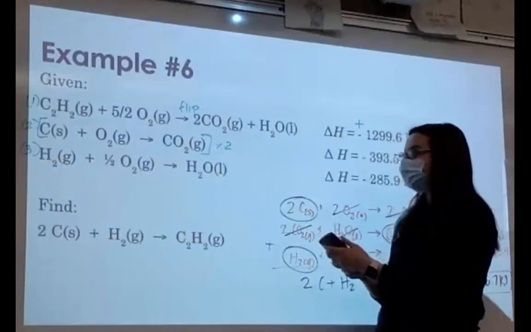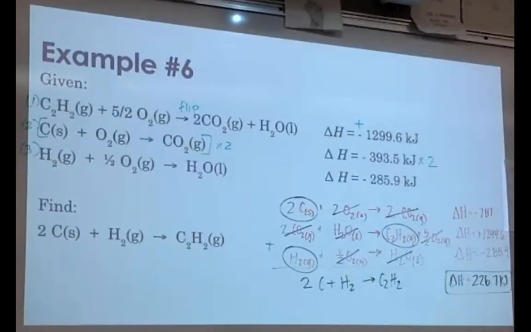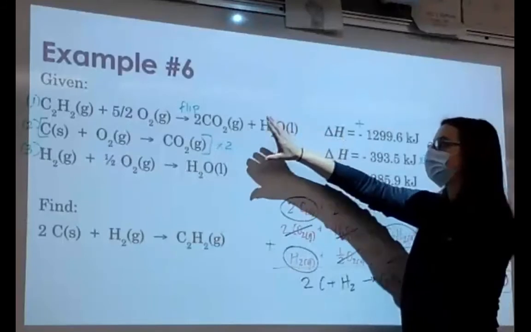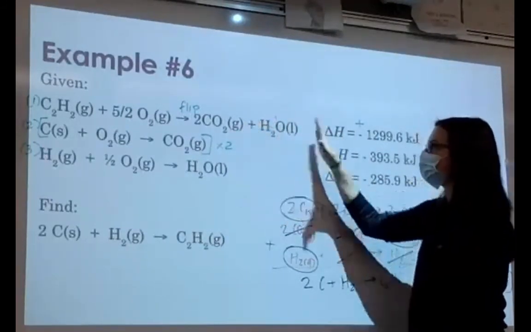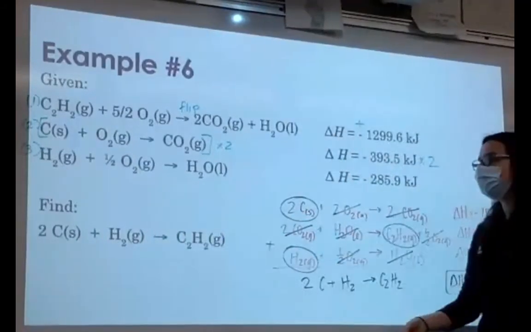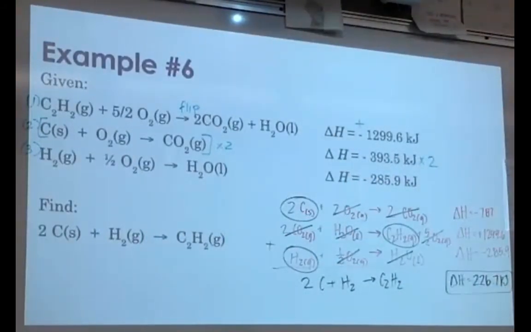So, that is looking at Hess's law. We can manipulate equations, we can flip it, we can multiply, we can divide. And the whole point of Hess's law is to use these known equations with delta H values to come up with this new equation by manipulating and then adding together the delta H's.